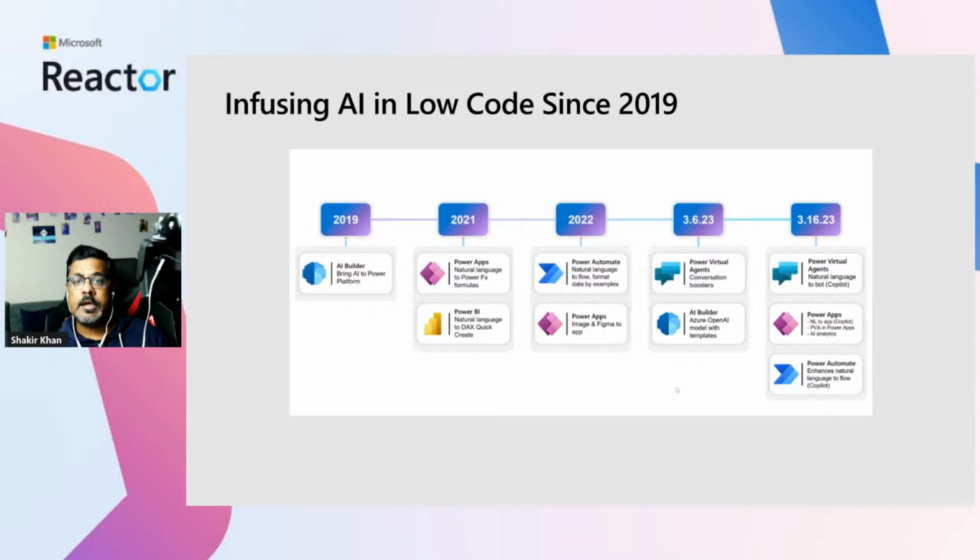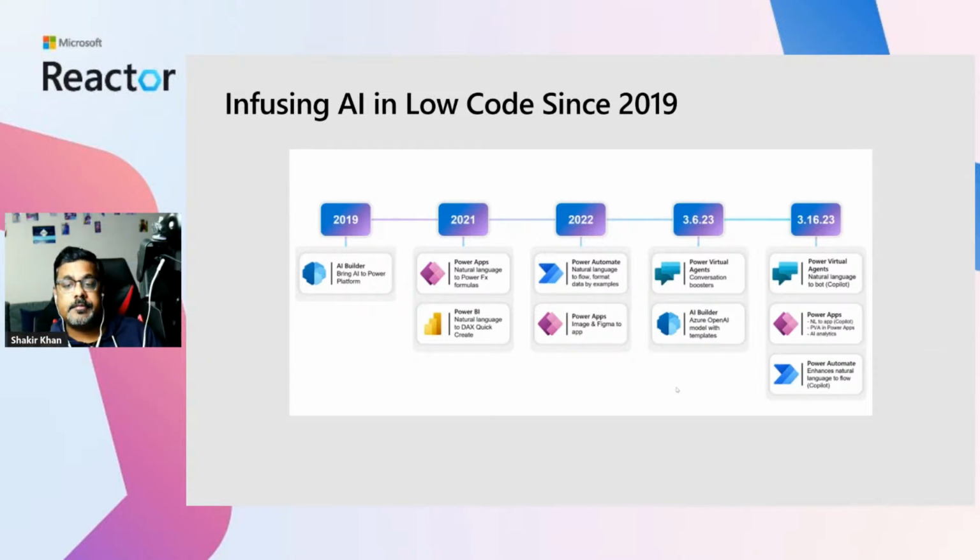And now, as we move into 2022, natural language comes to flows as well. And then we have format data by example. You can define that, okay, I have this kind of examples. You can provide the example, and then Power Automate understands, and then it puts those actions, and then provides you the appropriate actions and the results.